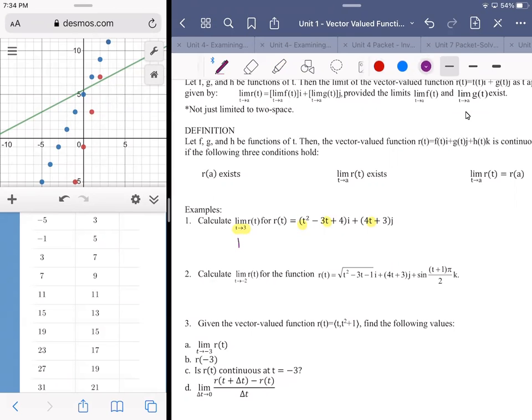All right. So that's why this is like a problem right for the end of the unit, because there's really nothing to it. So the limit of r of t is really just substituting into this 3 squared minus 3 times 2, I should say, plus 4. That gives you the coefficient of i, plus 4 times 3 plus 3, that serves as the coefficient of j. Simplify and you have it. So 4i, 12, 15j.